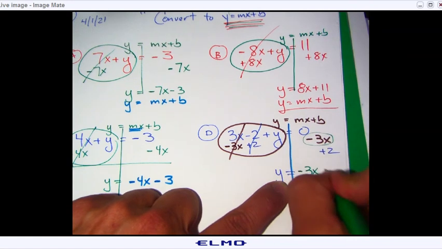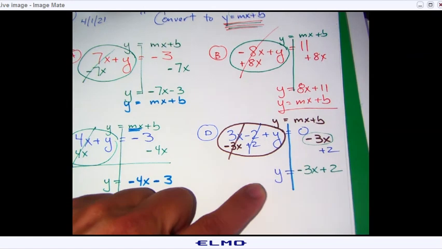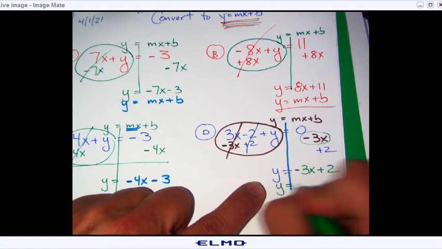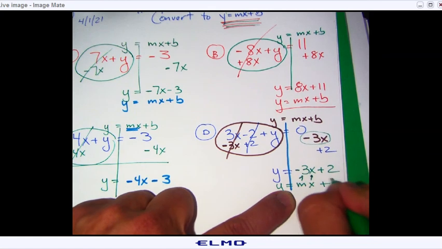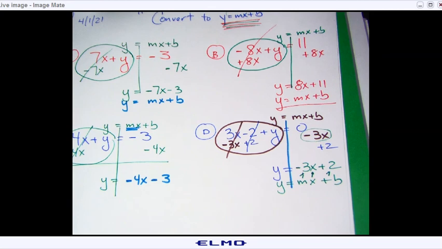The one with the x, and then the plus 2. All right, because we're converting into y equals mx plus b. See that? The x, the m. Got that? Cool. There you go, guys.